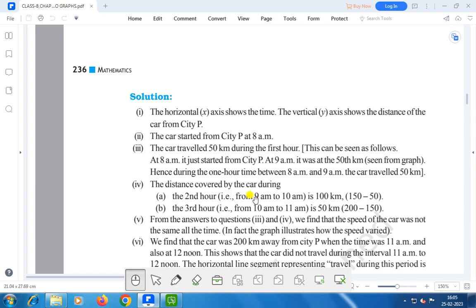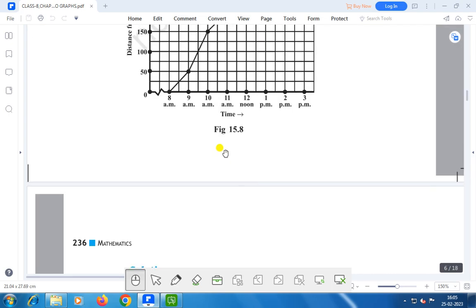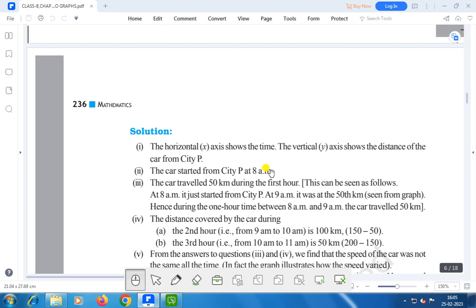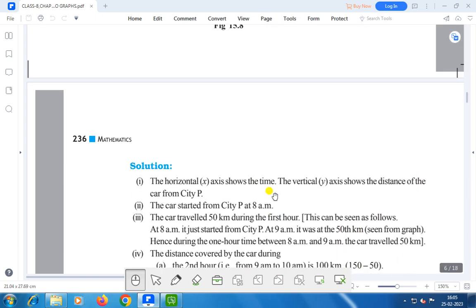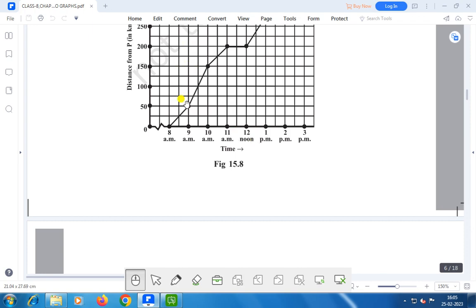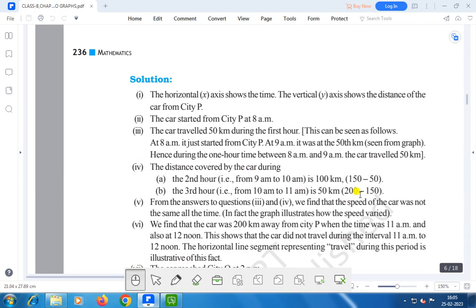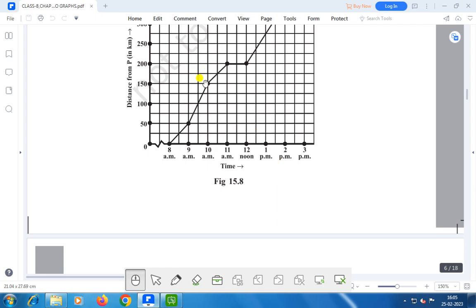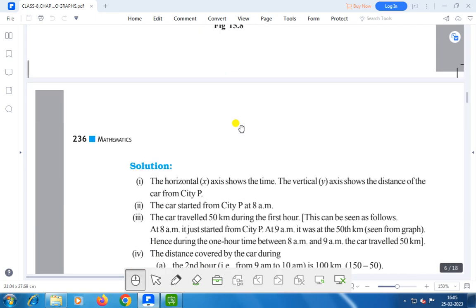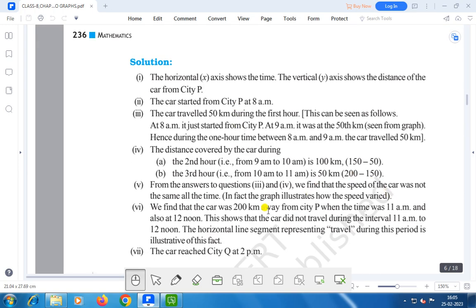The distance covered by the car during the second hour, that is 9 a.m. to 10 a.m. Here you see, 9 a.m. to 10 a.m. It was at the 50th kilometer, seen from the graph, and 150 at 10 a.m. So 150 minus 50, that is 100. The third hour, that is 10 a.m. to 11 a.m.: 200 minus 150, that means it is 50 kilometers.